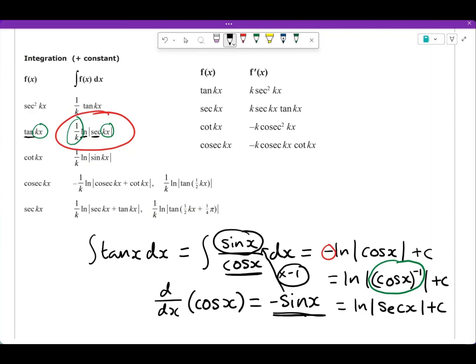Now, just be careful with this. You see how I've written the power of negative 1? You have to write it like that in brackets. Okay, you can't put it over here because that means the inverse function, which is something different.